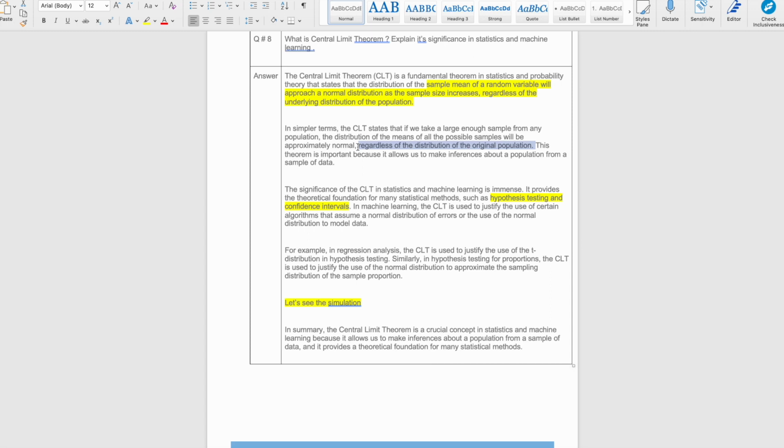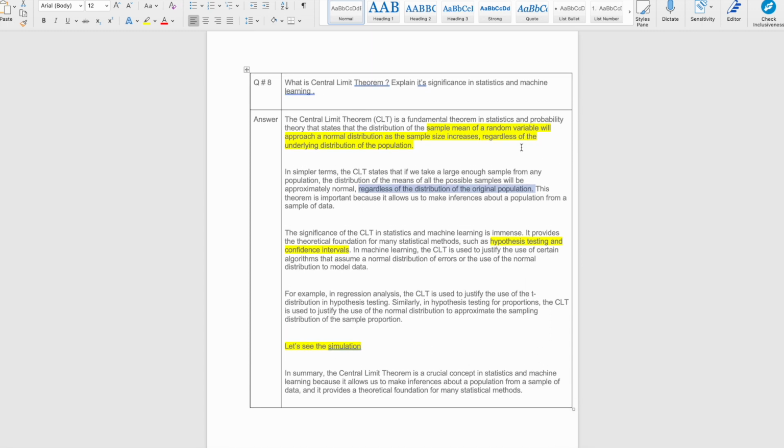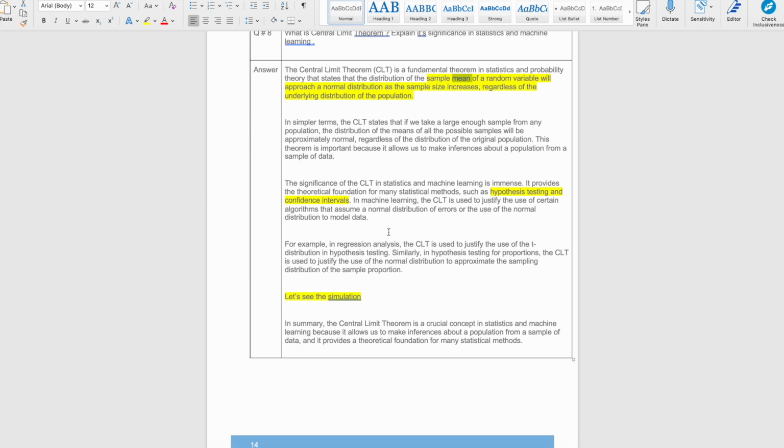That's the beauty. So what is it saying? It is saying that the distribution of the sample mean of a random variable will approach a normal distribution as the sample size increases, regardless of the underlying distribution. In the case of the sample mean, you can replace it with any sample statistic, because it is a randomly derived value. My sample standard deviation is also a randomly derived value, so CLT will be applicable there as well.